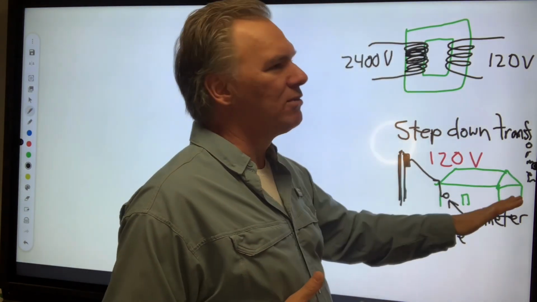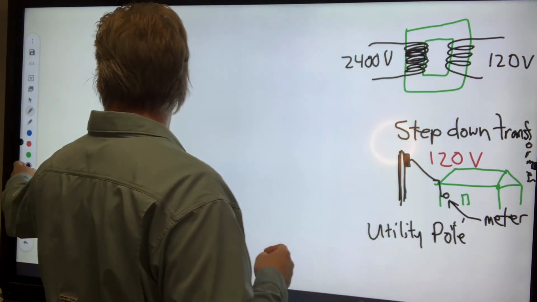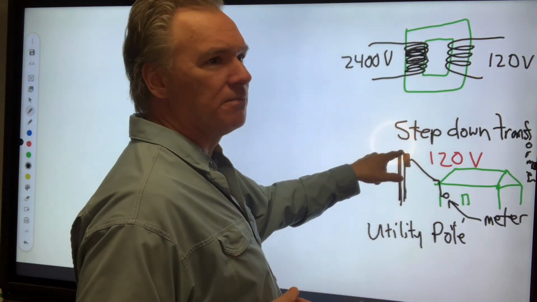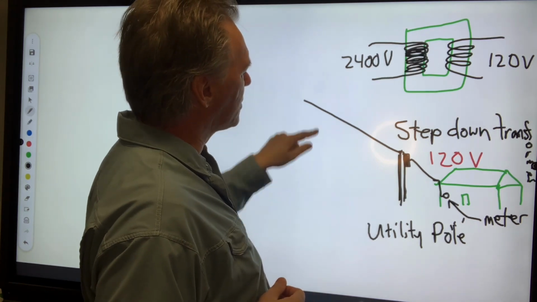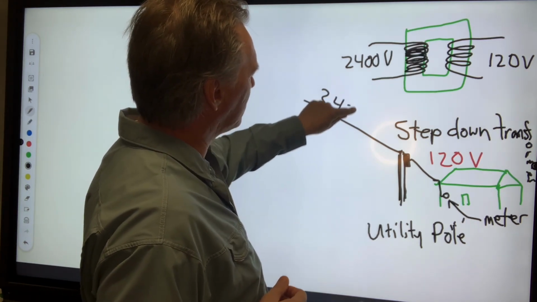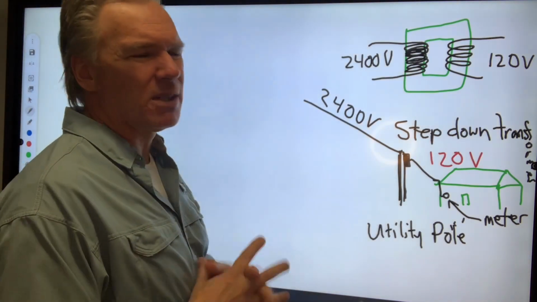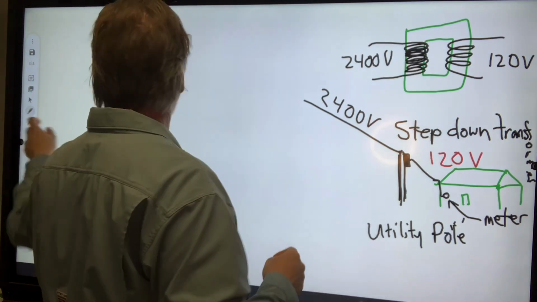But that low level wouldn't travel the long distances, because this line, the power line coming to that pole, may go 10 miles. And so for that line, we need a higher voltage. And it might not go that far. It may only go to another substation.